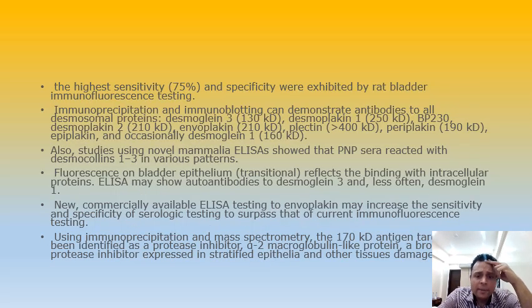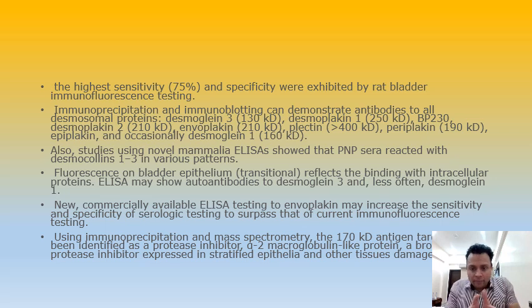Highest sensitivity, 75% sensitivity, is with rat bladder. So if they ask in an MCQ or quiz what you will use, you will be using rat bladder, because transitional epithelium is rich in plakins.